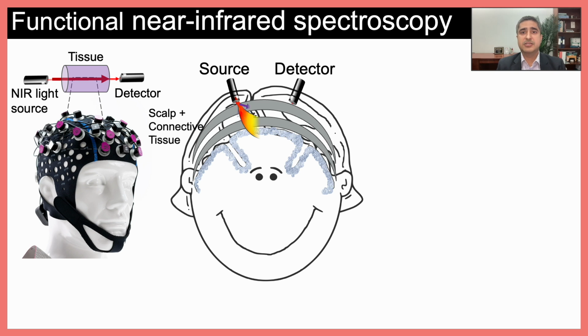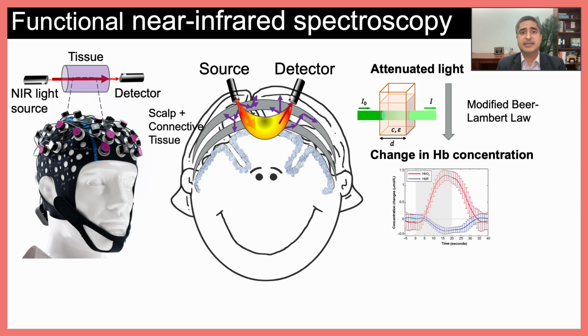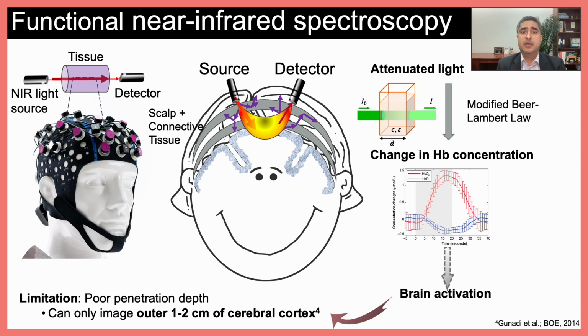Near-infrared light passes through the scalp connective tissue, is scattered and absorbed before being reflected out to be captured by detectors. Decreased intensity of captured light can be mathematically modeled to estimate changes in hemoglobin concentrations. These changes provide indirect measures of brain activity. Importantly, due to the loss of light from scattering, fNIRS can only estimate brain activity in the outer rim of cerebral cortex.